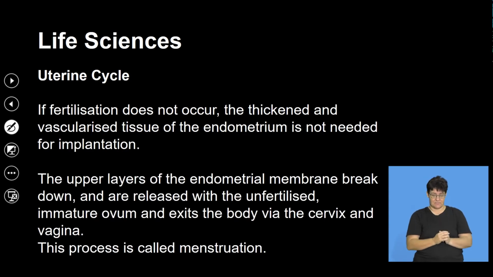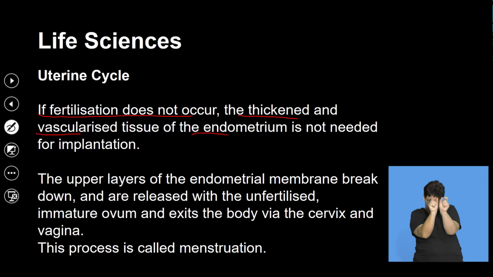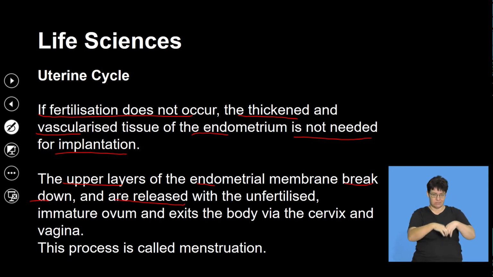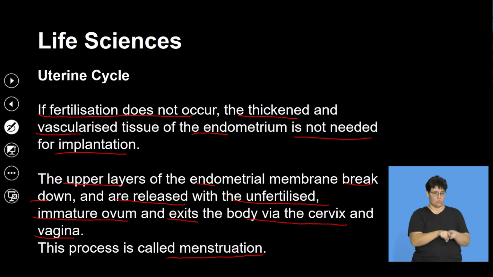Let's understand what happens if fertilization does not occur. We know that the thickened and vascularized tissue from the endometrium is not needed for implantation, simply because there is no egg ready for implantation. What happens then is that the upper layers of the endometrium membrane break down and are released with the unfertilized egg, or sometimes the immature egg, and leave the body via the cervix and the vagina. This process is called menstruation.